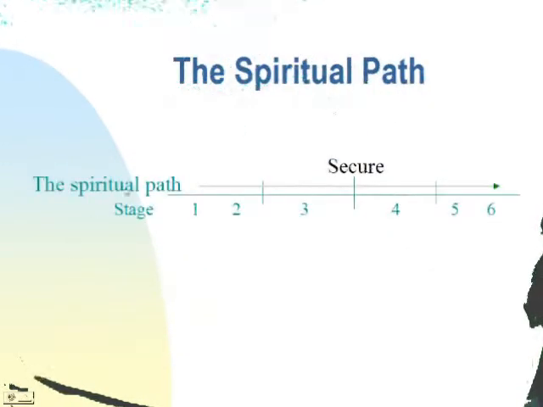One thing I want to mention here, here's the spiritual path again. People go through stage 1, 2, 3, 4, and then they reach the post-conventional level of spiritual and moral development. And the key point about being on the spiritual path is that these people are secure. They have a very good sense of security.